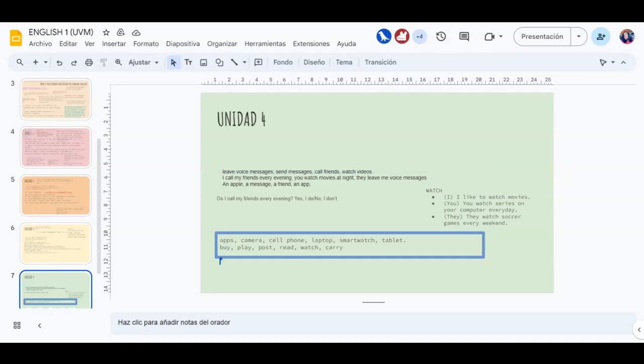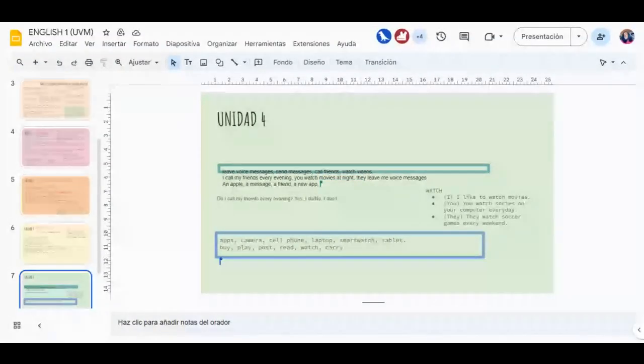Okay, which is the normal position of adjectives in English? Eileen, what is the position for adjectives in English? Before the noun. Before the noun, always before the noun. It's not like in Spanish, okay? In Spanish, we can put the adjective before or after the noun. Usually in Spanish, the adjective goes after the noun, but we can also put it sometimes before the noun. But in English, it always goes before the noun.